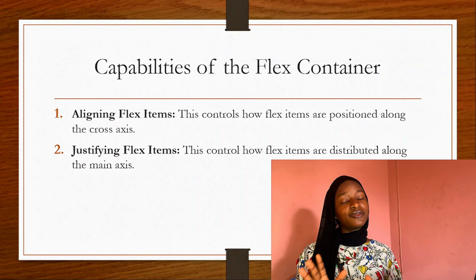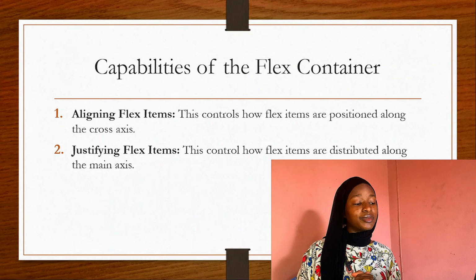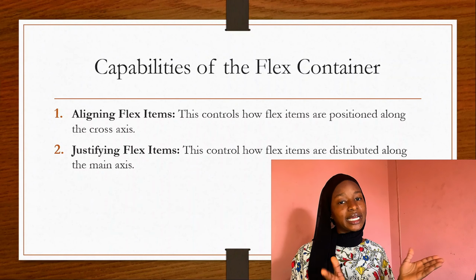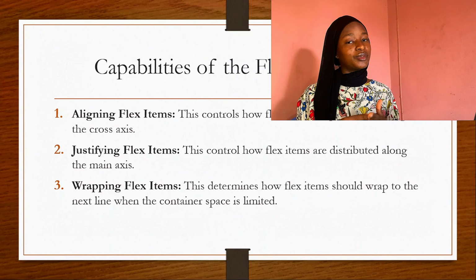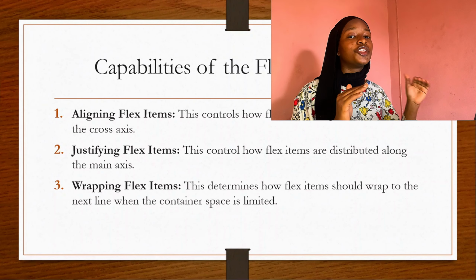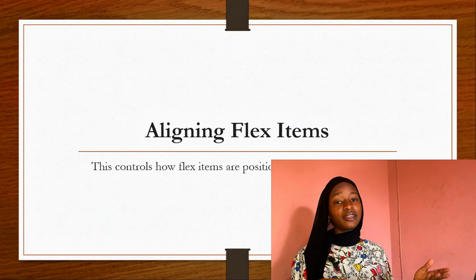And then we have justifying flex items. This is just the opposite of aligning flex items. Instead of sliding along the cross axis, it's going to be sliding along the main axis. And then we have wrapping flex items. Wrapping flex items is giving the flex container the ability to put the flex items in a new line when there's no space. The first one we'll be checking out is aligning flex items.